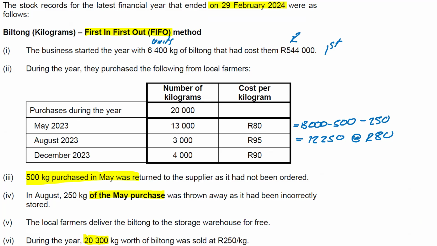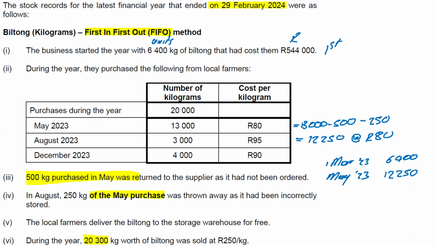It is the 600 from the 1st of March, which is the beginning of the year, 1st of March 2023. It'll be the 6,400 kgs. And from May 2023, it will be the 12,250. I will simply add those to check how much they're giving me. So it is 6,400 plus 12,250.